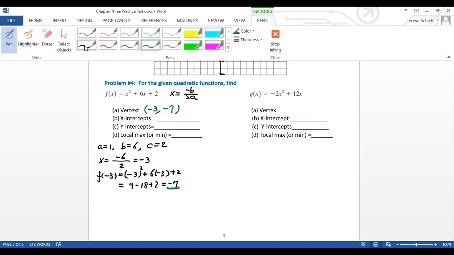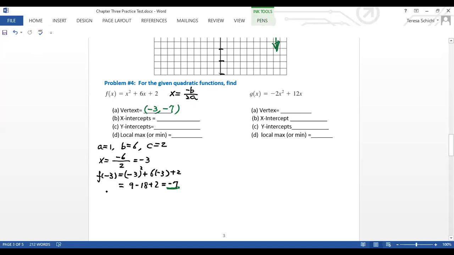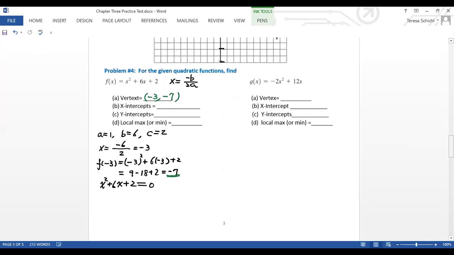Okay, now the next thing here is the x-intercept. For the x-intercept, you set y equal to 0. So this is x squared plus 6x plus 2, and you set it equal to 0, right? Now, obviously, this one is not easy to factor. I cannot factor, so I have to use the quadratic formula here.